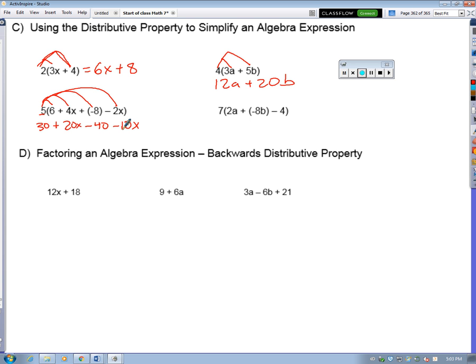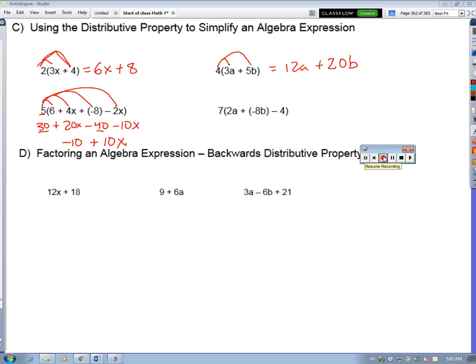We can simplify it down. How do we simplify it? We take all the stuff that's alike, like this 30 and negative 40. Those are just numbers, right? Put those two together, we get a negative 10. 20x and negative 10x, put those two together, and we get a positive 10x. Okay, so now we've distributed the 5 across, and then we simplified. We put all the stuff that's alike together. One more.